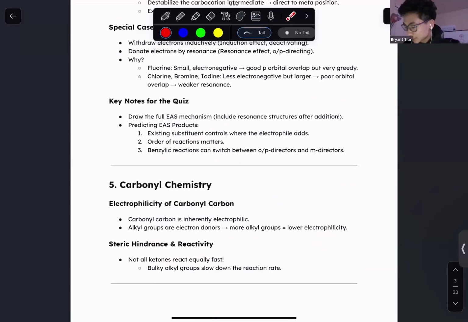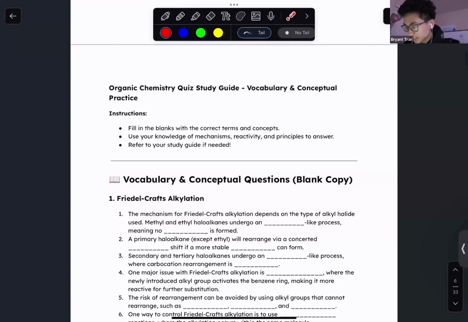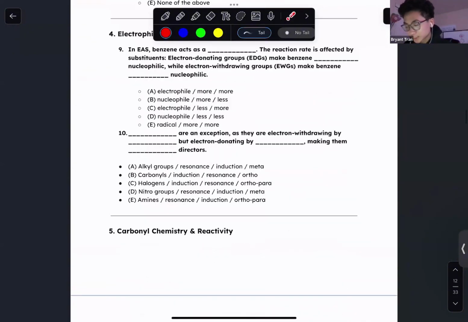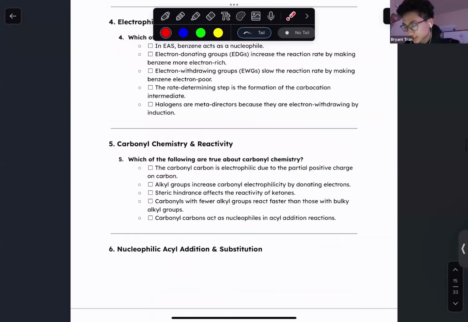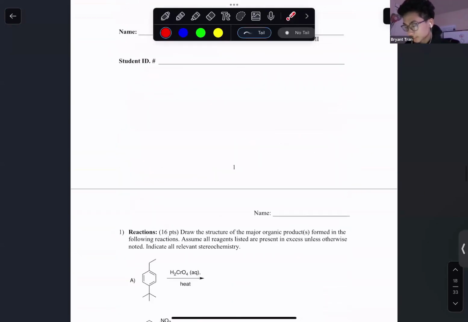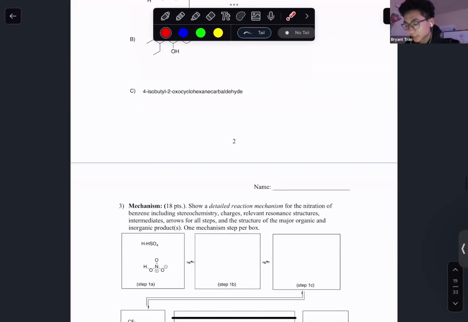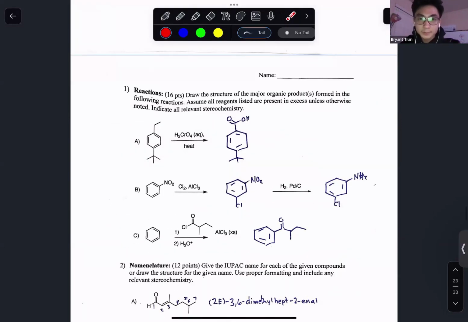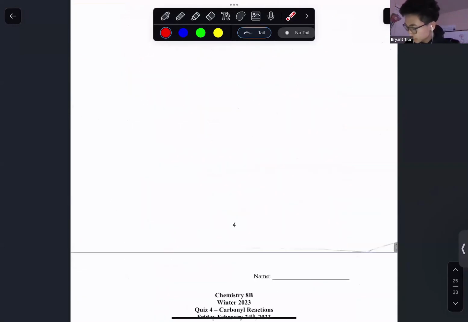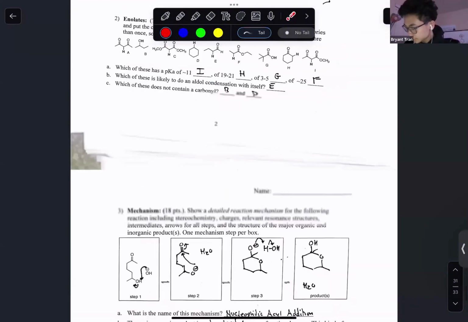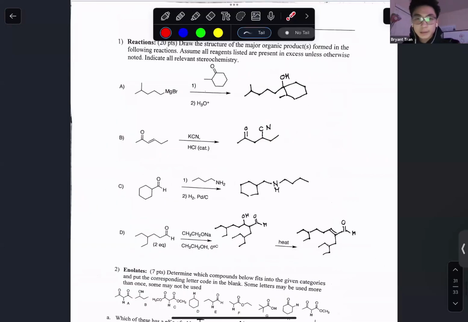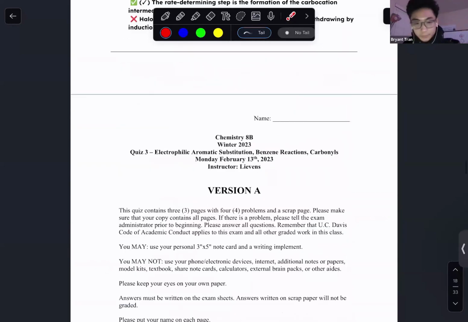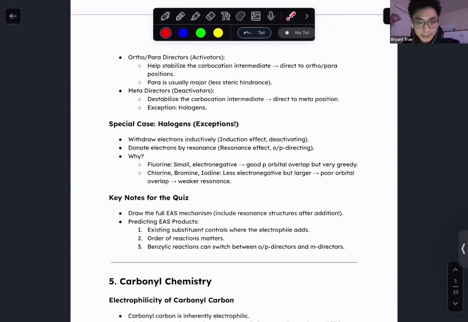So what we could do is we could go over the vocabulary section questions here, or we could walk over the practice quizzes that Lievens posted on her Canvas, like practice quiz 3 and 4 that she posted. Or I could go over the reaction mechanisms for you guys before we go over that. Do you guys want to start off with anything before we get started? Any topics or any questions you guys want me to go over? Electrophilic aromatic substitution. Okay, let's do that.